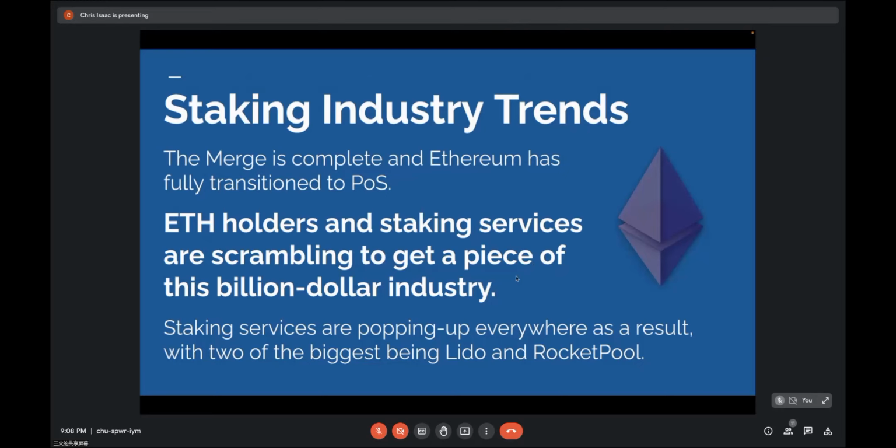So people want to get a piece of this industry, and staking services are popping up everywhere, letting people deposit their ETH and make money. And two of the biggest ones out there in the staking pool arena are Lido and Rocket Pool.